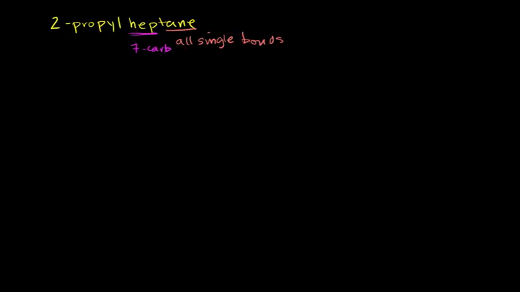Well, propyl tells us, what was the prop prefix? If methyl is 1, ethyl is 2, propyl is 3, butyl is 4. So this is a 3 carbon group, and it's going to be attached to the second carbon on the heptane.